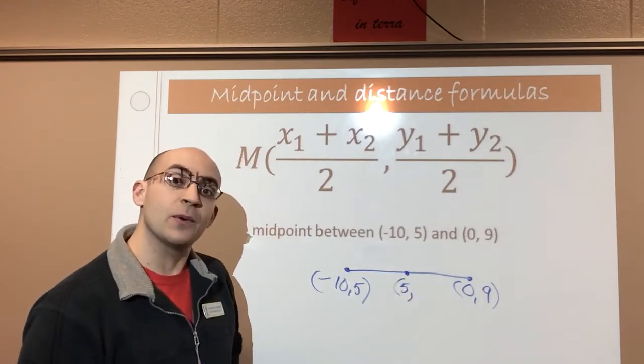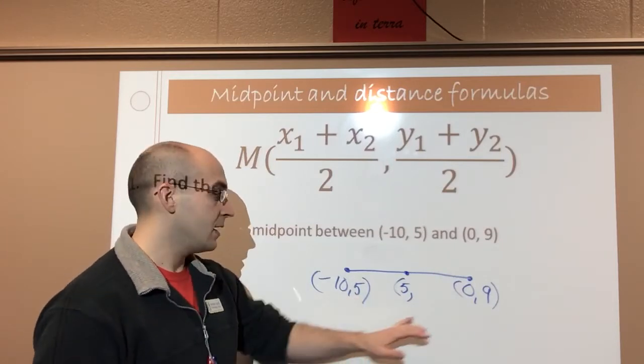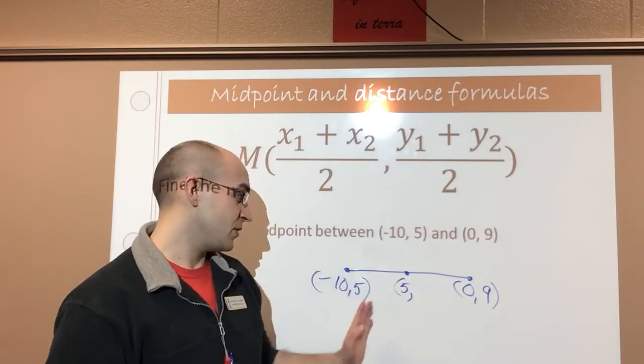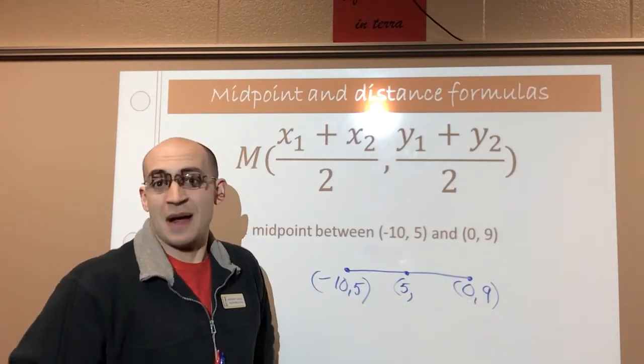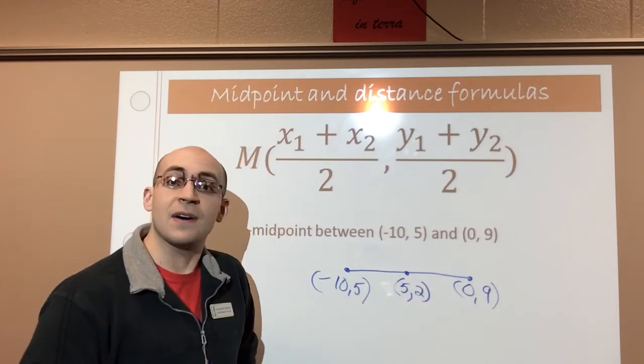And then we're going to do the same thing with the y value. So I know I'm starting at the y value of 5. I have to go to a y value of 9. So there's 4 in between that gap. So half of 4 is 2. So the midpoint for this line is 5, 2.